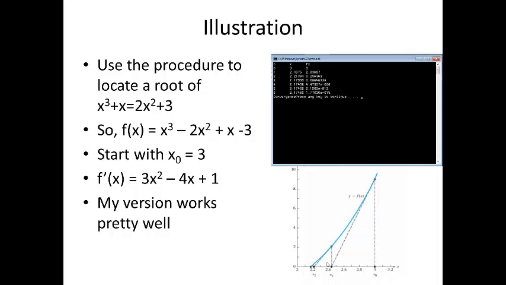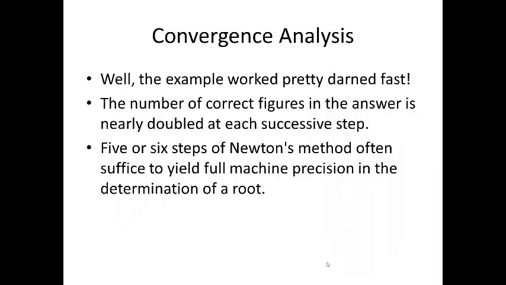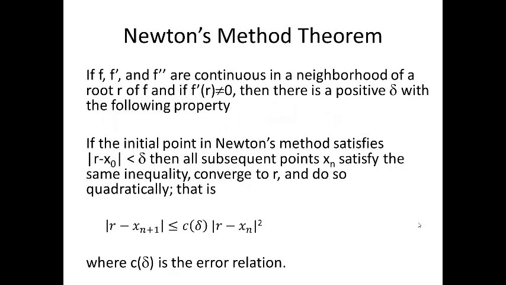And in general, the numbers work out pretty well. So this thing converged pretty darn fast, and the number of correct figures in each step of the answer is nearly doubled. So 5 or 6 steps of Newton's method often suffices to yield full machine precision determination of the root. And there's a theoretical basis for this dramatic performance, and that's the theorem of Newton's method, and we'll take a look at this. This gives some conditions here.